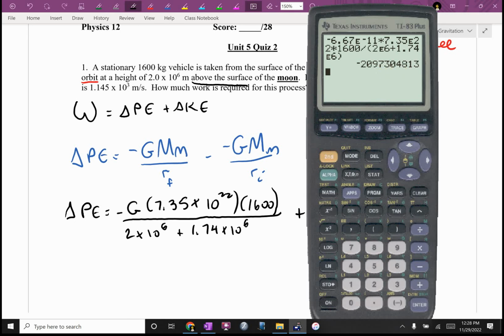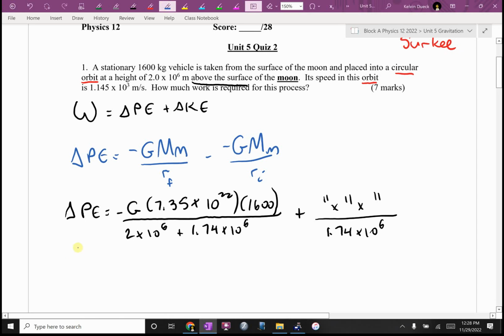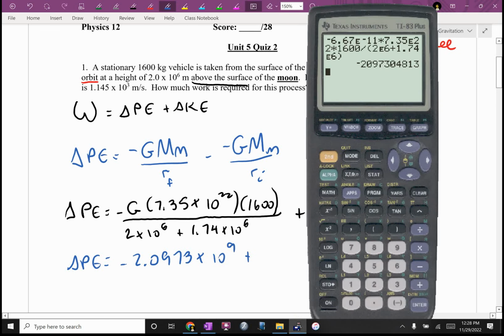I got a little nervous because typically they were in the 10 to the 10th. Are we around the Earth or the Moon? Less energy required. So the 10 to the 9th, that's probably right. Negative 2.0973 times 10 to the 9th joules plus.